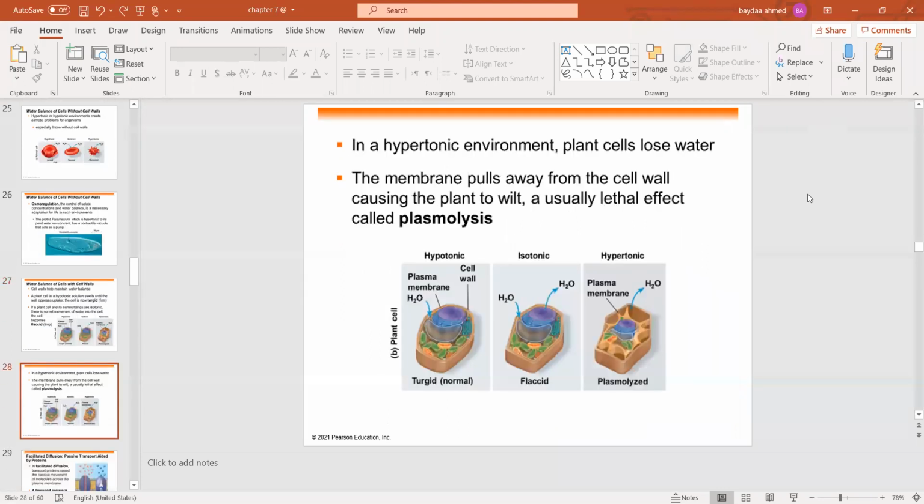In a hypertonic solution or environment, a plant cell, like an animal cell, will lose water to its surroundings and shrink. As a plant cell shrinks, its plasma membrane pulls away from the cell wall at multiple places. This phenomenon, called plasmolysis, causes the plant to wilt and can lead to plant death.